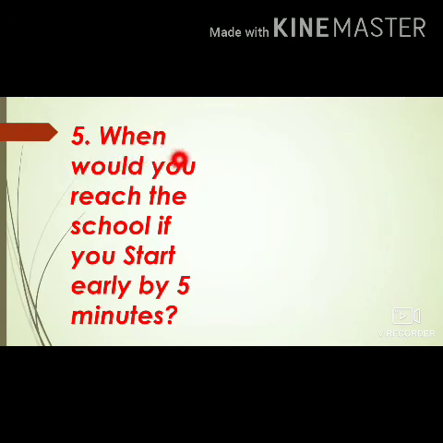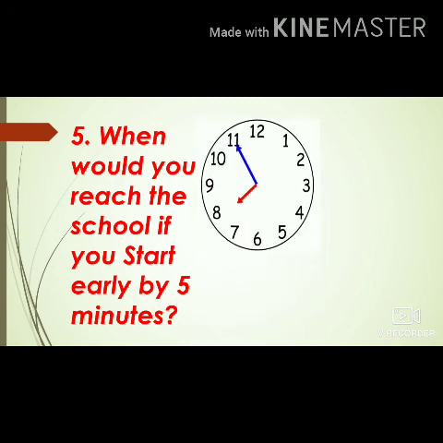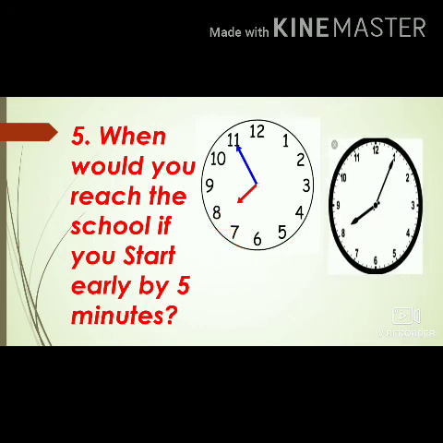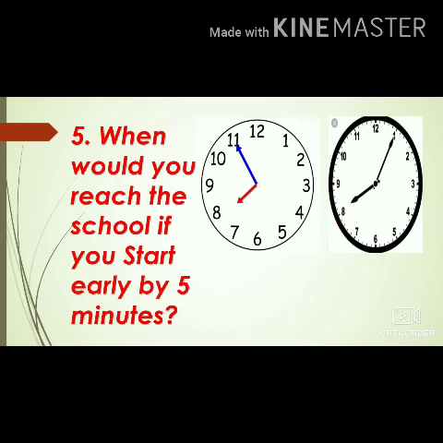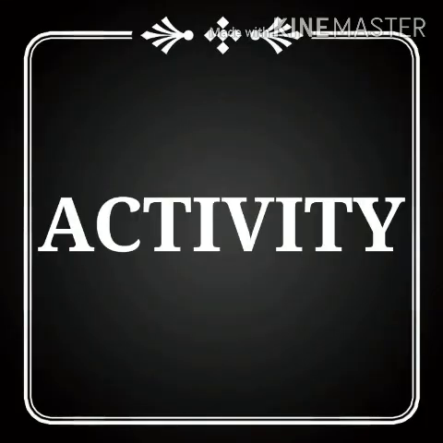Fifth question. When would you reach the school if you start early by 5 minutes? Early by 5 minutes means, yes, it's 7:55. If you start at 7:55 from home to school, you will reach at 8:05. Students, it's clear, no? If you start from home to school at 7:55, you will reach your school by 8:05. Let's see today's activity.